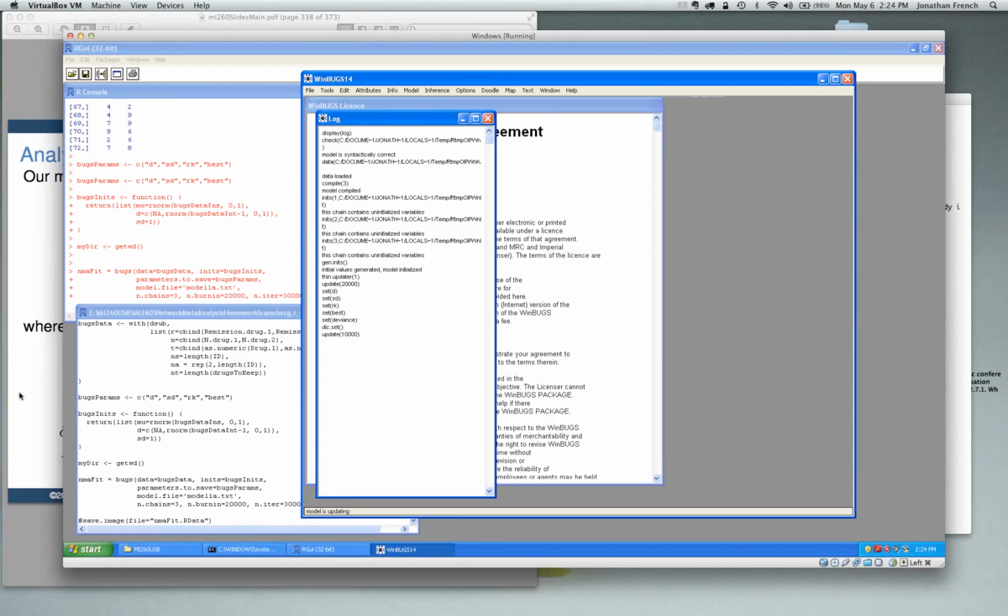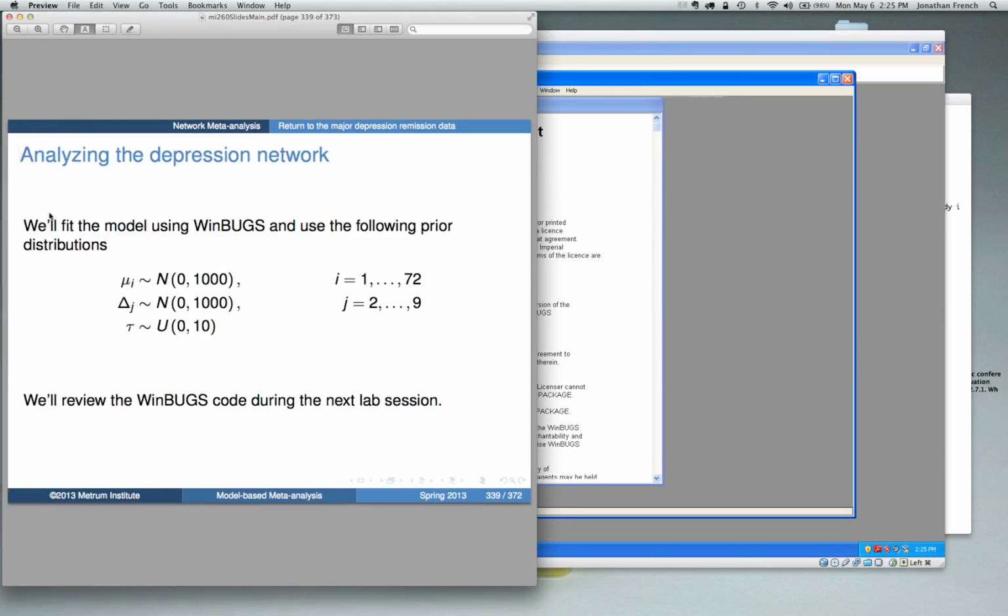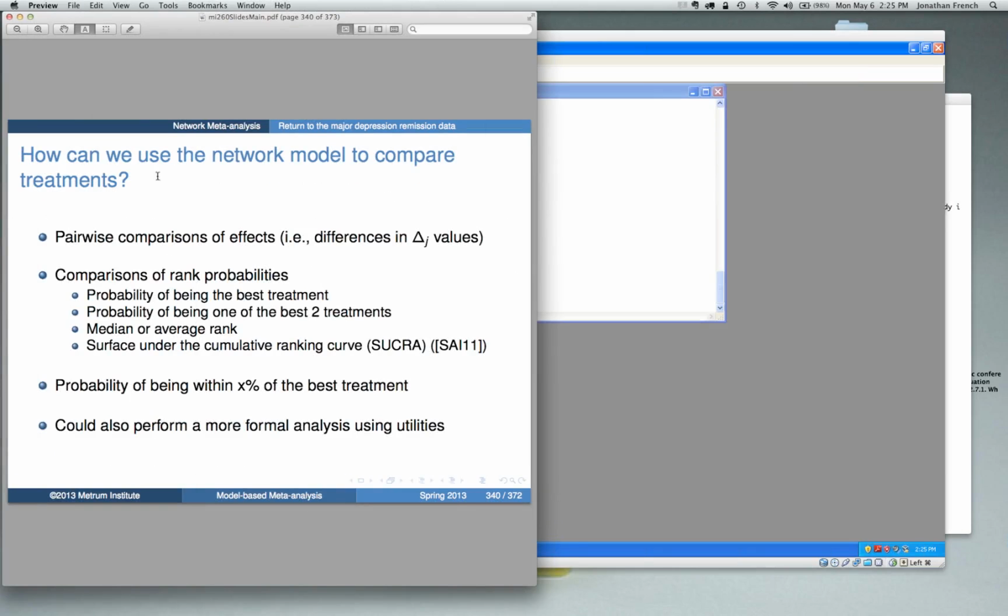So it's finished our 20,000 burn-in. Now it's monitoring the parameters that we've asked it to monitor and doing the last 10,000 updates. And then it's going to wrap up here in a second. So what we'll do with our posterior samples now is look at making some inferences, such as the pairwise comparisons in the deltas and the comparisons of the rank probabilities, and we'll really focus on those for our class session today.